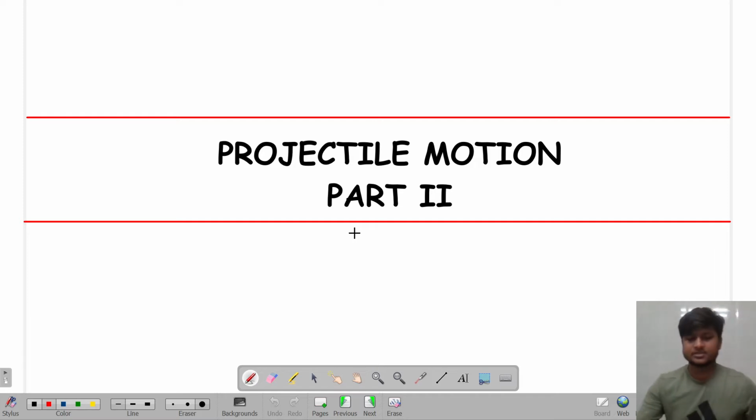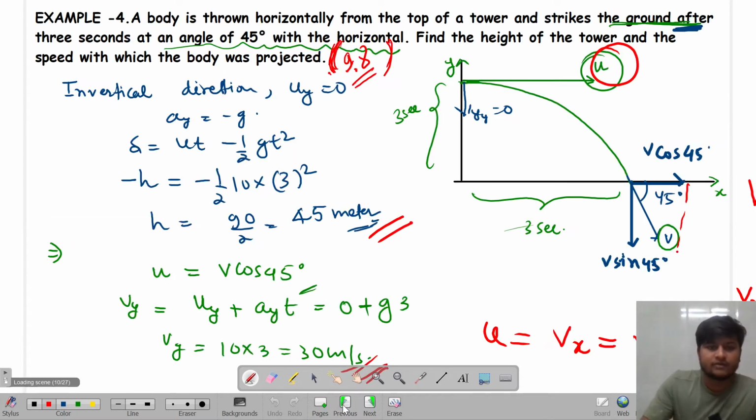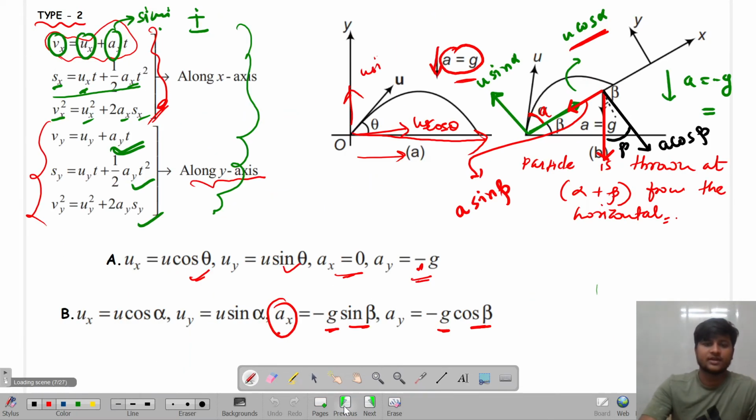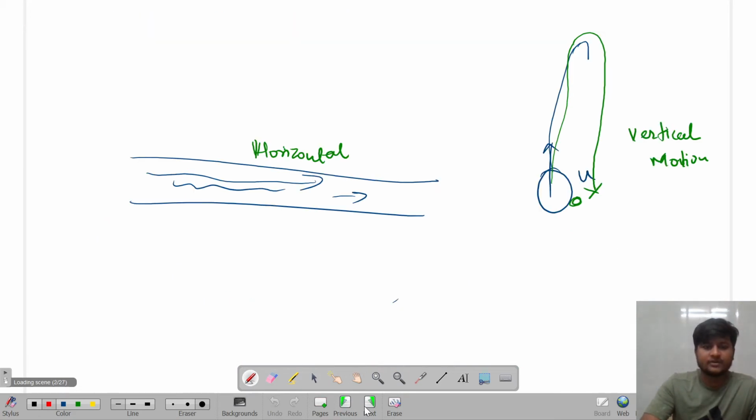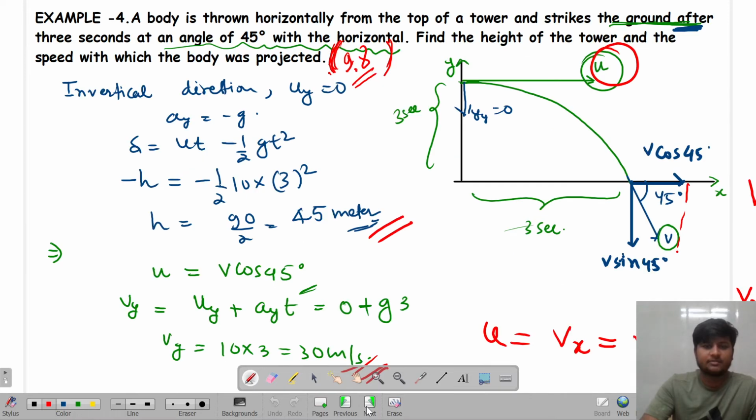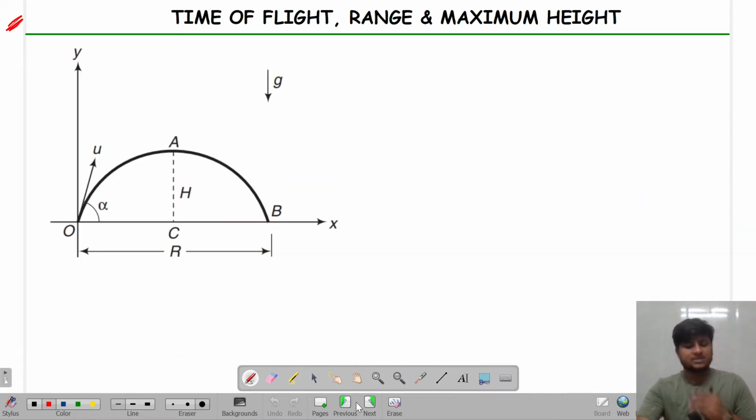Okay, so let us start this. Previously, we tried to calculate the different cases of projectile using the normal vector form of the equations, and we discussed how many types of projectile there are. Now today we are going to discuss what the formulas are, and we will try to calculate some problems based on that.